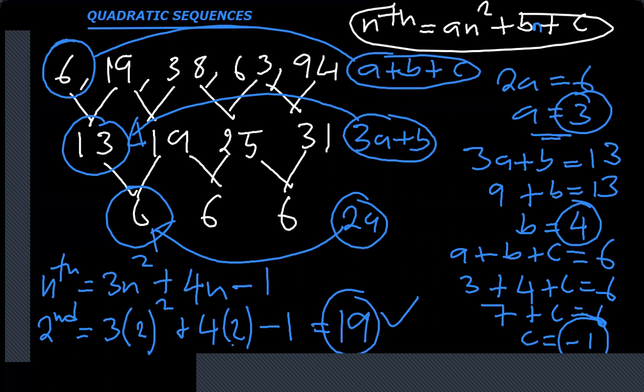Now that's the first method you could use. You can choose between the two methods I'm going to show you. Our nth term formula was 3n squared plus 4n minus 1. Now there's a second method you could use. This is called the difference of the difference formula. Now this goes this way. So I'm going to erase some parts.